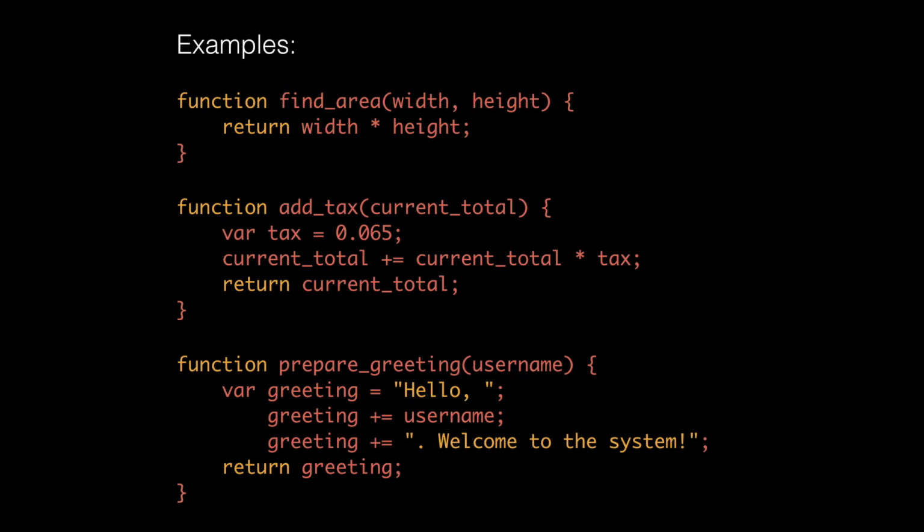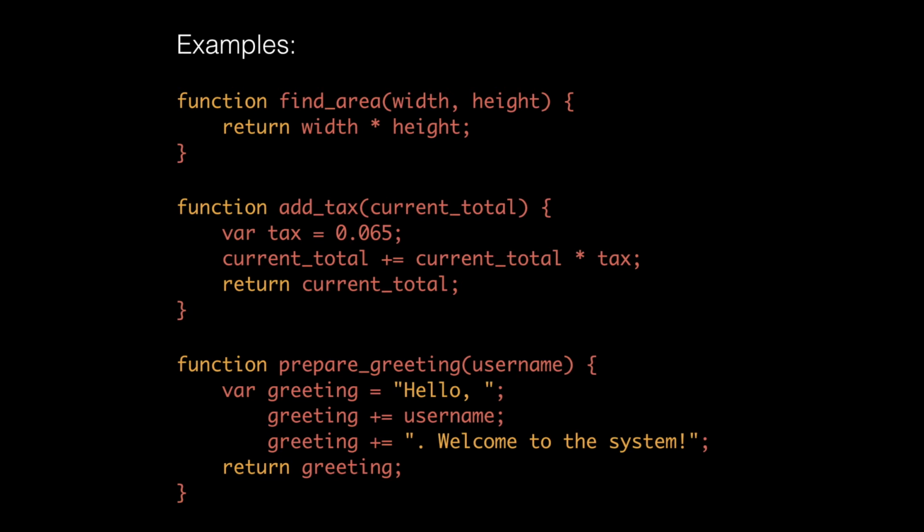And then last of all, prepare greeting is going to accept a username. We're going to declare the variable greeting and assign to it hello, comma, space. And then we're going to concatenate onto that username and concatenate onto that, period, welcome to the system. So here you see, broken out into multiple lines, something that we did earlier where we did it all on one line with just concatenation operators. And then we're going to return greeting.